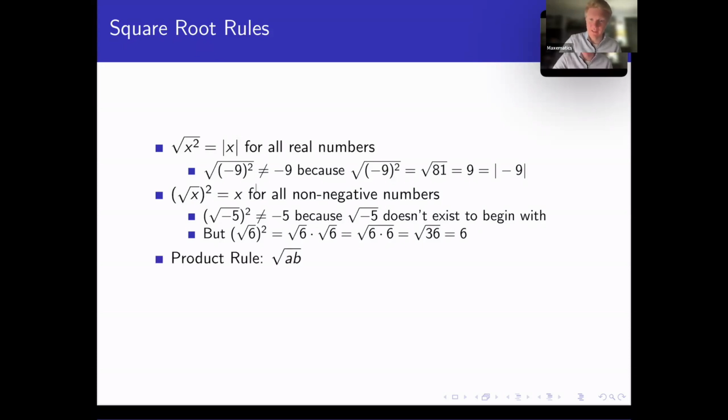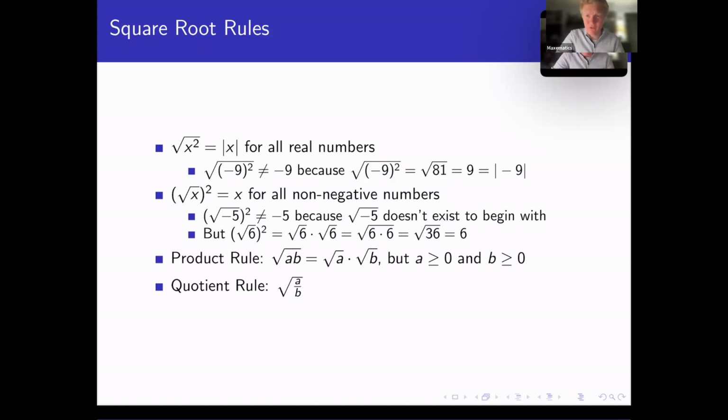Product rule: the square root of 6 times the square root of 6 is the square root of 6 times 6. The product rule says we are allowed to split up multiplication, and only multiplication, so long as a and b are both positive or 0. Likewise, we can split up division, we can split up quotients, so long as the numerator is 0 or positive and b is positive.